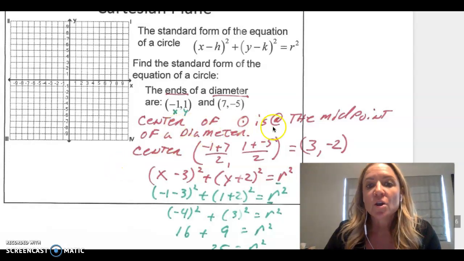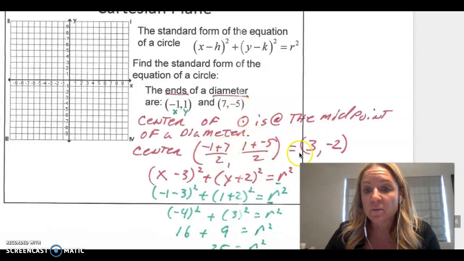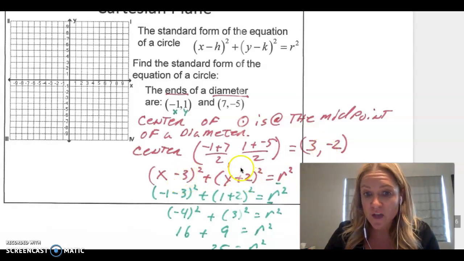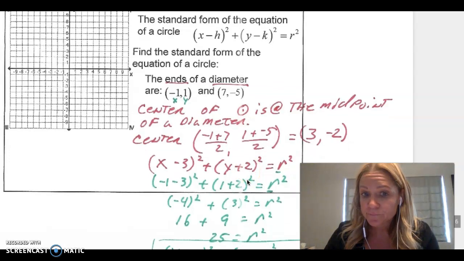Okay? So for this midpoint, we would take the x values, the -1 and the 7, add them together, divide by 2. Take the y values, add them together, divide by 2. So -1 plus 7 is 6. 6 divided by 2 is 3. 1 plus -5 is -4. Divided by 2 is -2. So the center is at (3, -2). That's going to plug into our equation for the h value and for the k value.